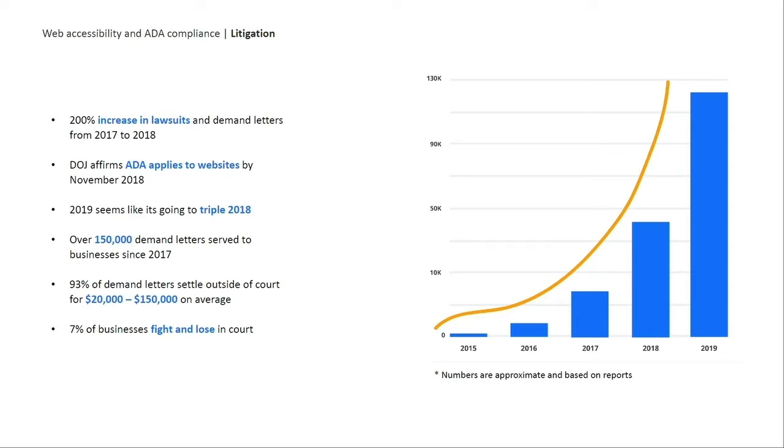Now, at first, only the largest of enterprises and government institutions were legally pressured to become accessible, and that makes sense. One of the most significant shifts in the legal climate was when the Department of Justice at the end of 2018 officially affirmed that all websites are considered public accommodations and therefore must comply with Title III of the ADA.